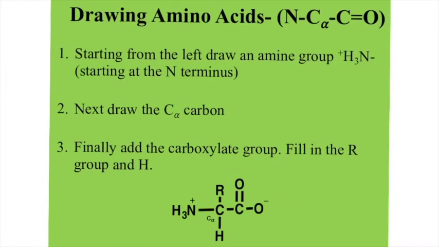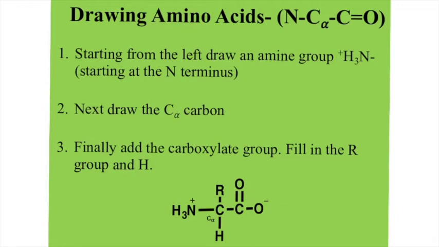Okay, so how do we draw an amino acid? You always start at the N-terminus, and the N-terminus is going to be on the left side of the amino acid. So you start with the N-terminus, and then you draw your C alpha, and then your CO, C double bonded O, O minus. Sometimes the R group is shown up and the H down. Sometimes the H is shown up and the R is shown down.